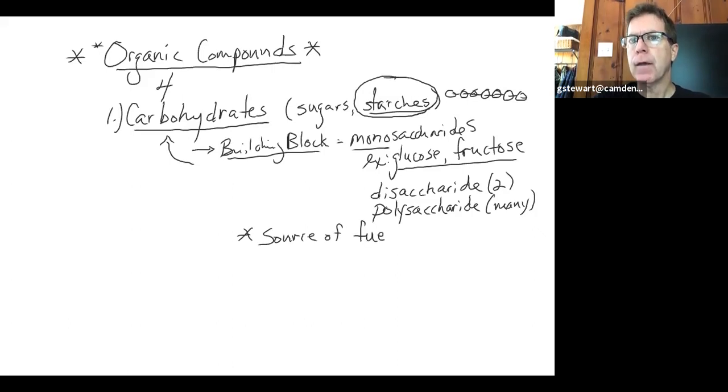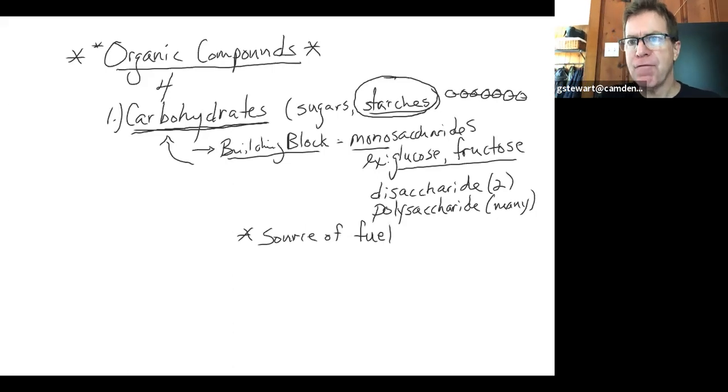We break carbs down really quickly. It's very easy for our system to use that for energy or an immediate source of fuel. Doesn't mean we can't use other things like proteins and lipids and fats. It's just harder. It's a longer process for our body to do that. That's why it's so hard, so difficult to get rid of fat that we've stored on the human body.